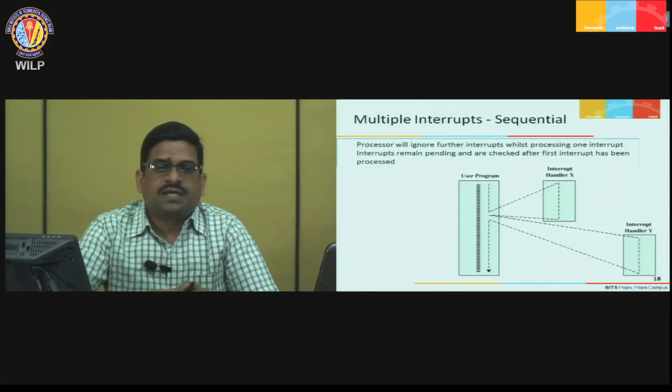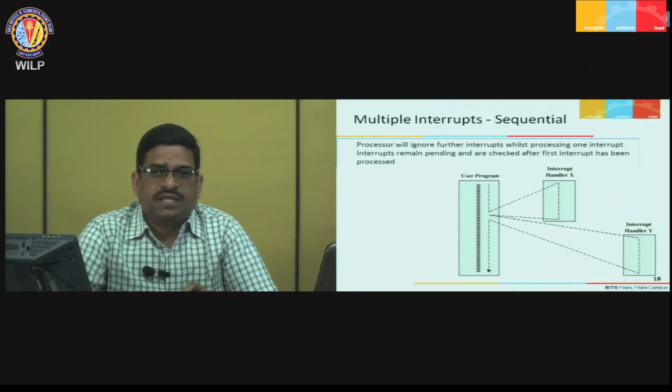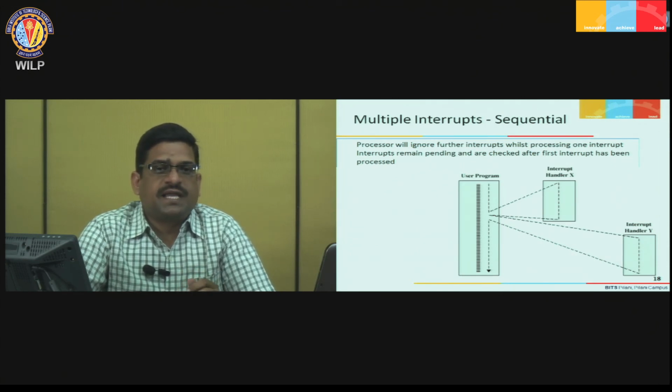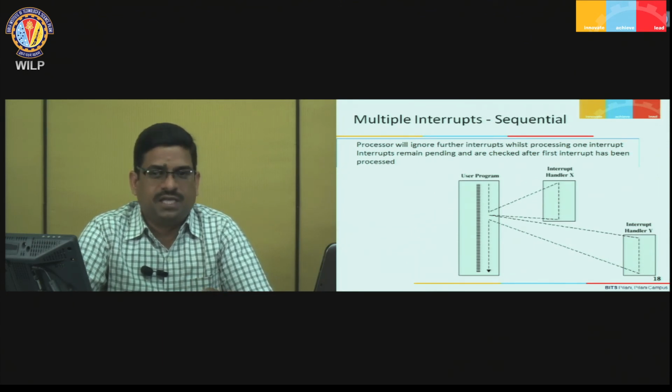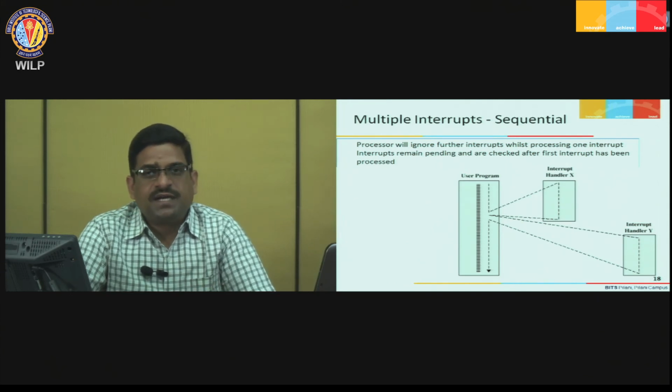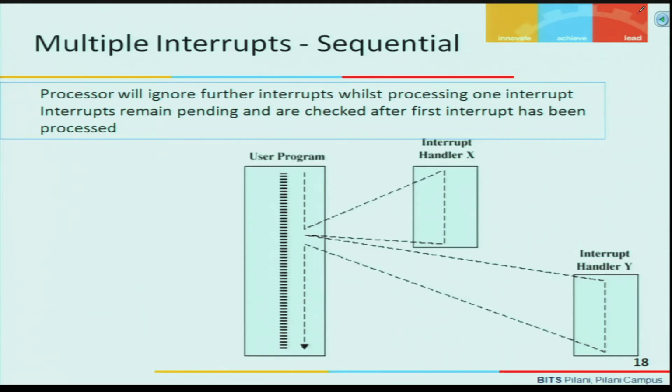Next, in the case of multiple interrupts, there are ways through which they can be handled. There is no solution that says the processor can handle two interrupts at a time. Either they will be done in sequence, one after another, or one interrupt can be interrupted by another higher priority interrupt. This is the example of handling multiple interrupts in sequential order.